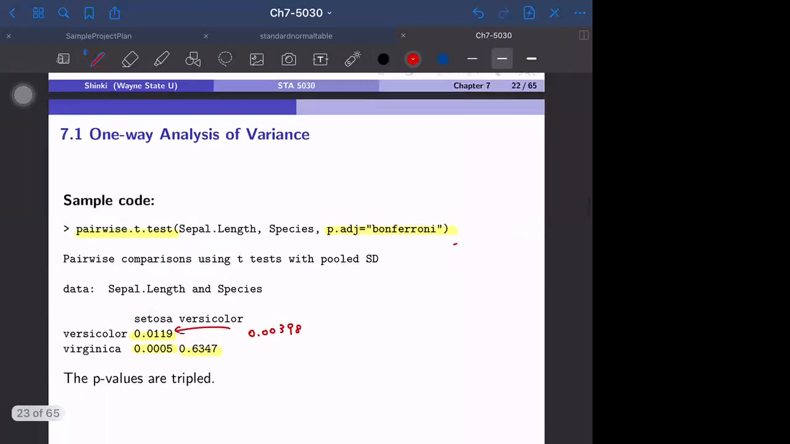Yeah, so this is pairwise tests and how to deal with multiple tests. Often the multiple testing problem is ignored in many statistical analyses, so we have to be careful about it.